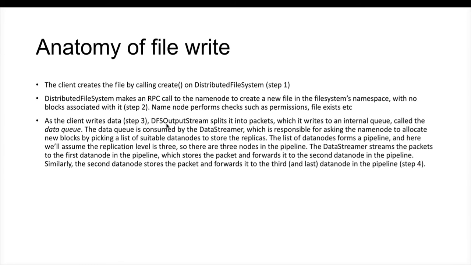As the client writes data, DFSOutputStream splits it into packets, which it writes to an internal queue called the data queue. The data queue is consumed by the data streamer, which is responsible for asking the name node to allocate new blocks by picking a list of suitable data nodes to store the replicas. The list of data nodes forms a pipeline, and here we will assume the replication level is 3, so there are 3 nodes in the pipeline. The data streamer streams the packets to the first data node in the pipeline, which stores the packet and forwards it to the second data node. Similarly, the second data node stores the packet and forwards it to the third data node in the pipeline.